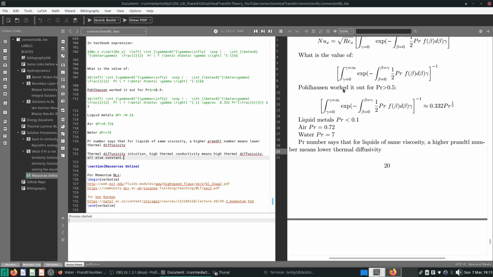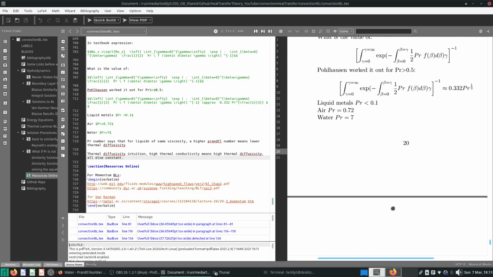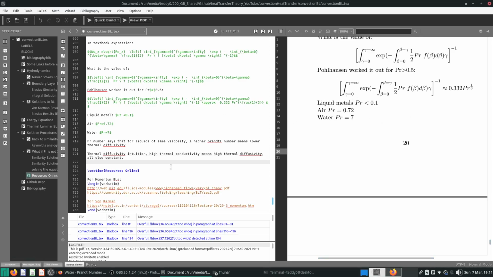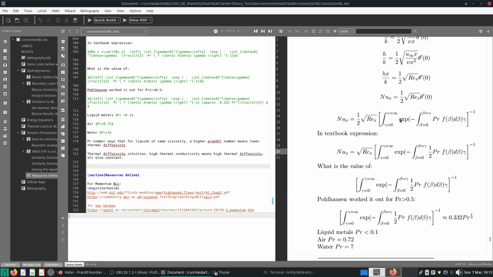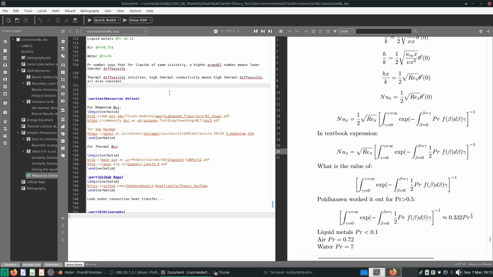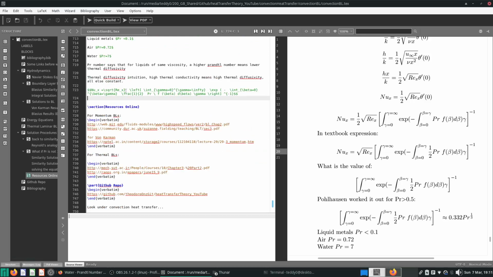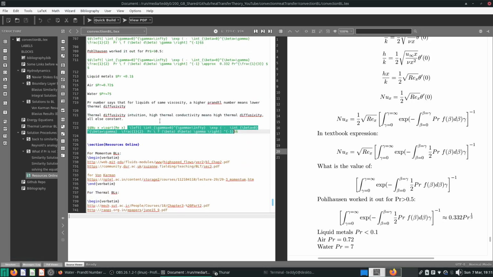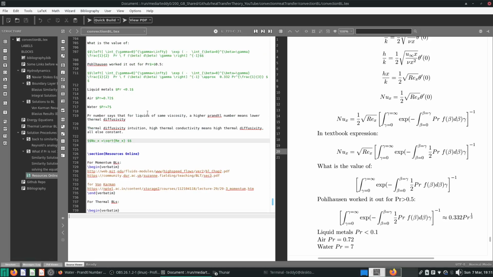This correlation actually works for anything except liquid metals most of the time. Air, water, oils, everything else, mostly we can follow this. So in the textbook expression, we can just get this Nusselt number out. You just copy and paste this 0.332 Prandtl number to the 1/3, and we are done. We have a Nusselt number expression.